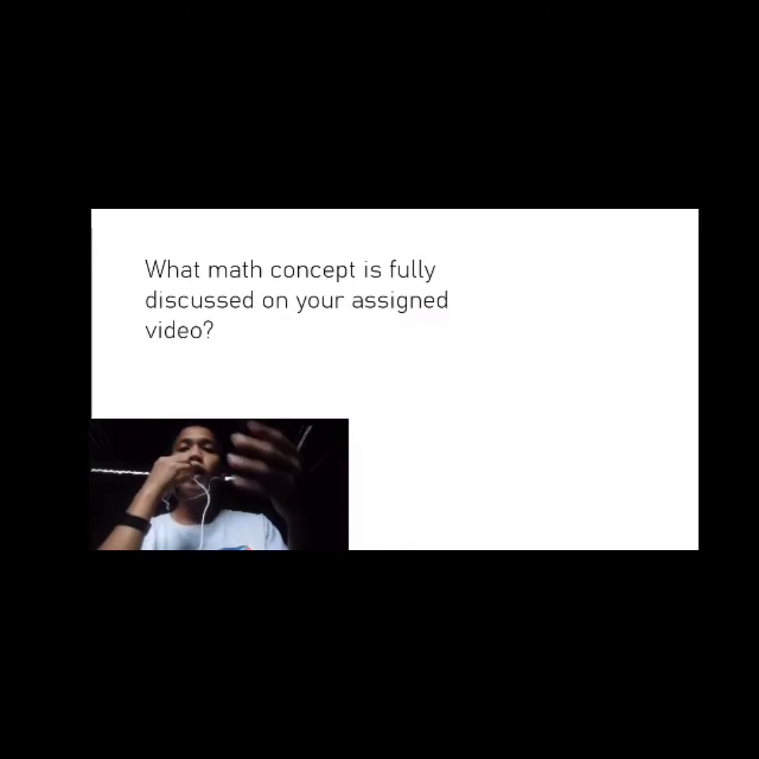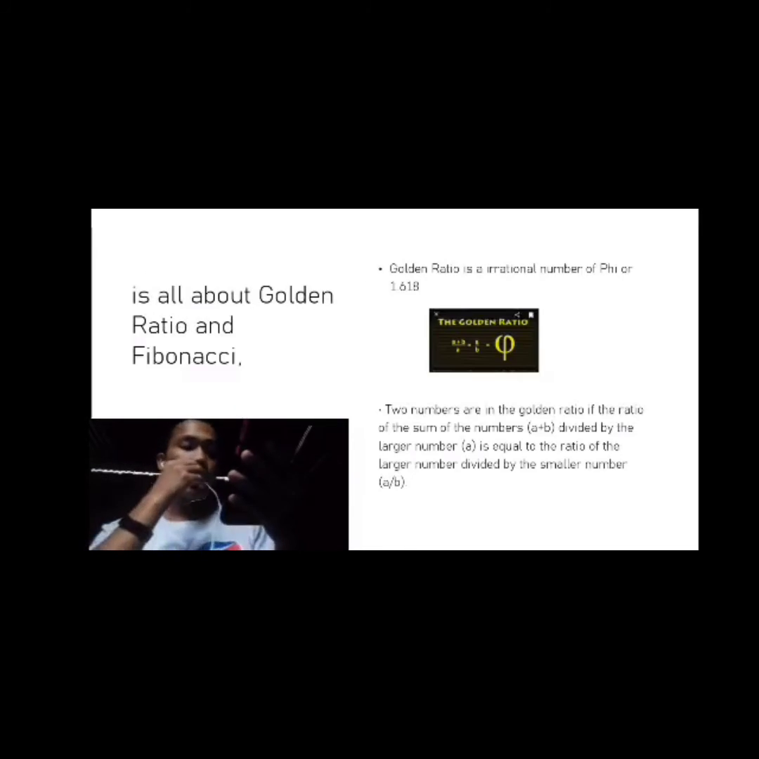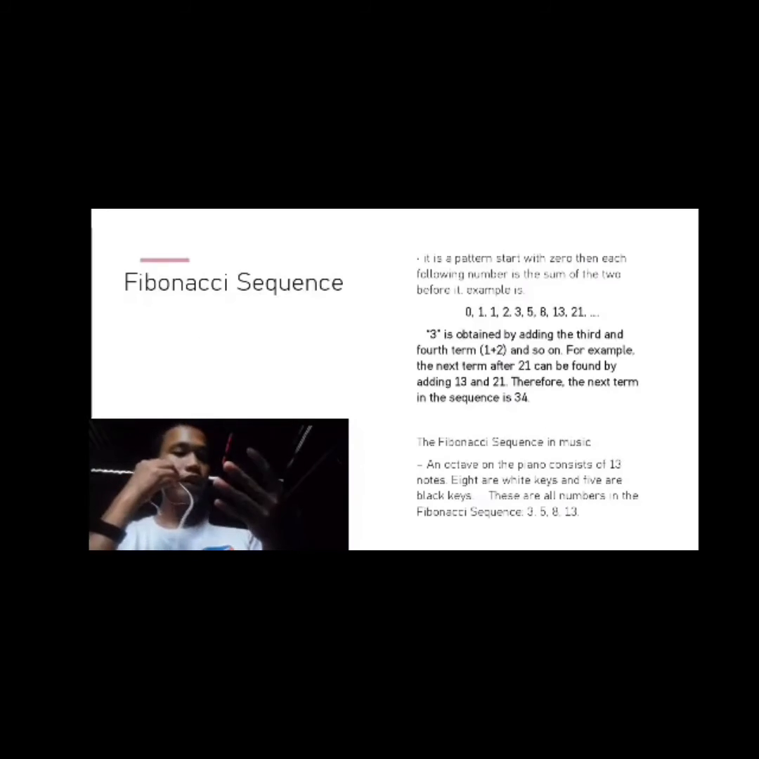The first question is, what math concept is fully discussed in your assigned video? It is all about the golden ratio and Fibonacci. The golden ratio is an irrational number, phi, or 1.618. Two numbers are in the golden ratio if the ratio of the sum of the numbers, a plus b, divided by the larger number a, is equal to the ratio of the larger number divided by the smaller number, a and b.